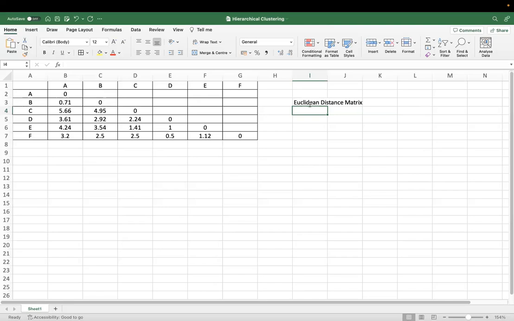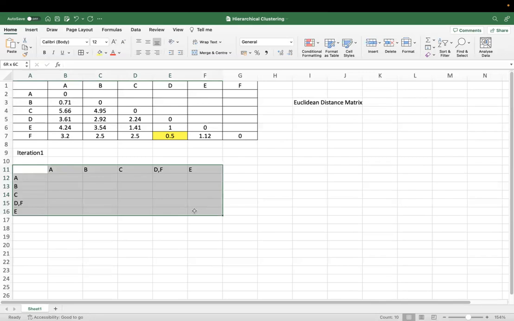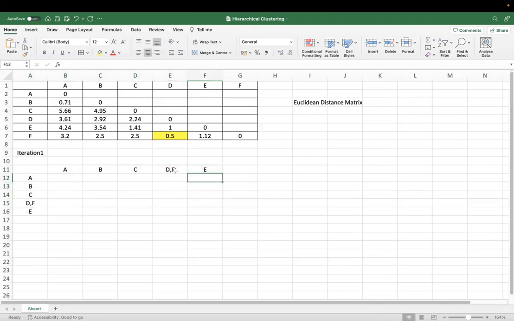Now, what is the closest distance or smallest distance? Iteration 1. What is the closest distance? 0.5, which is between cluster D and cluster F. The distance is 0.50, which is the minimum of all the distances in the matrix. The lowest, smallest distance is 0.5 between D and F. So we will merge cluster D and F like this. Now it will be D, comma F. So the first cluster merging happened between D and F because that is the smallest distance.